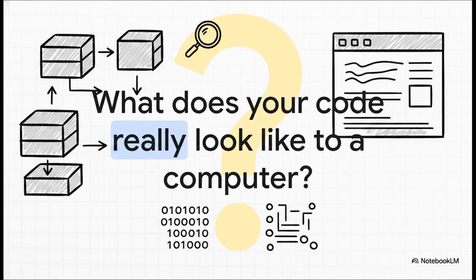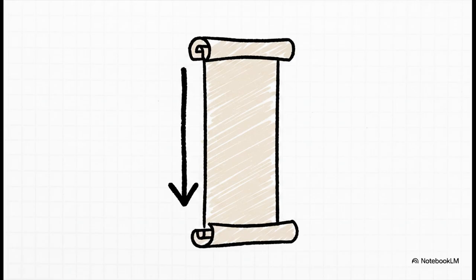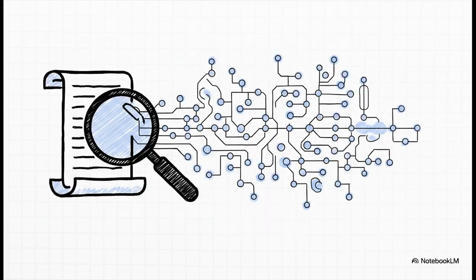I mean, what does the compiler actually see? It sounds like a simple question, right? But the answer is, well, it's way more interesting than you might think. From our point of view, it often just feels like a simple, linear script, kind of like a recipe, where the computer just follows each step, one after another, from top to bottom. But the reality is so much more dynamic than that.